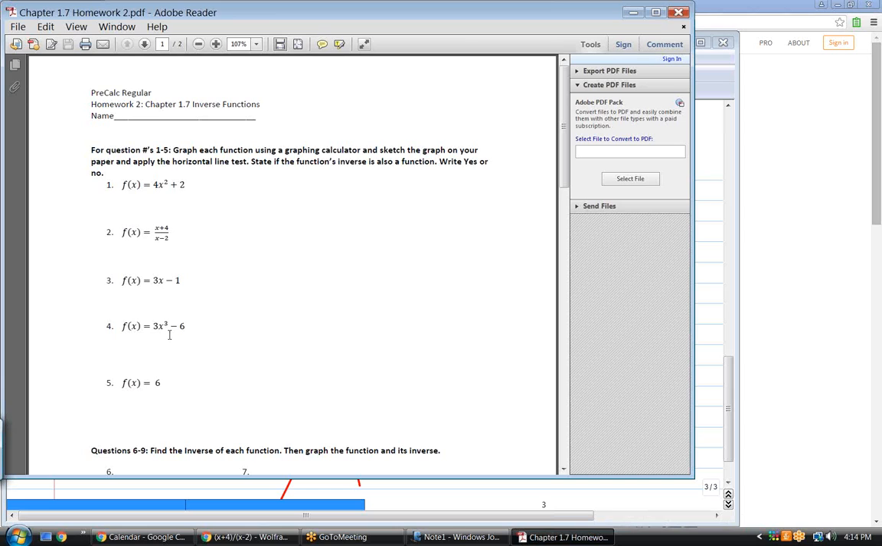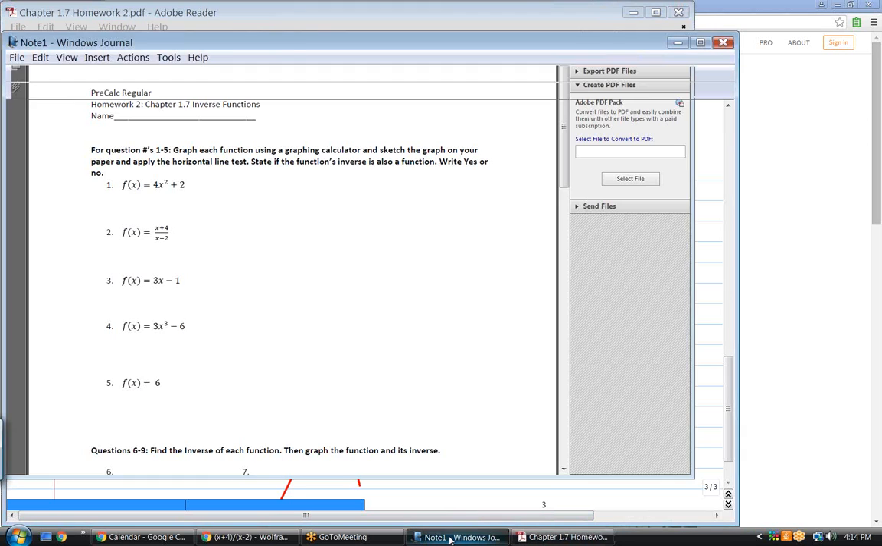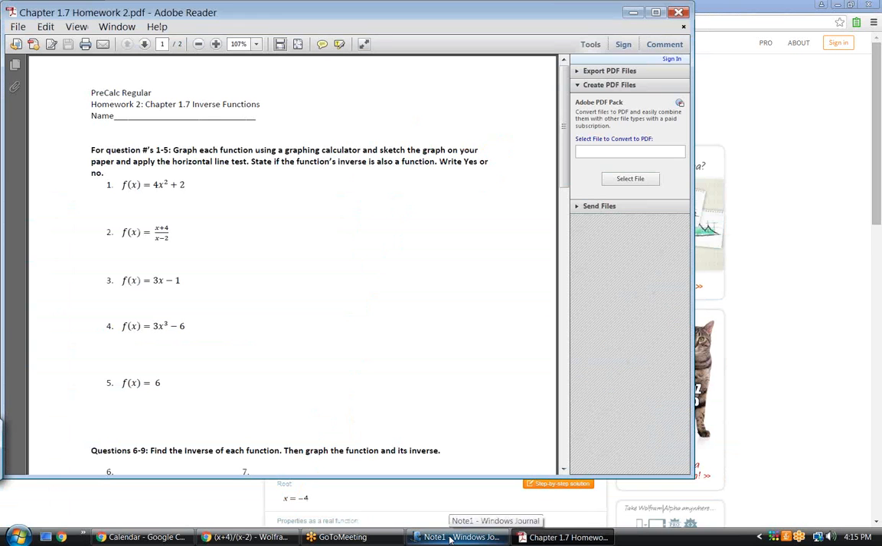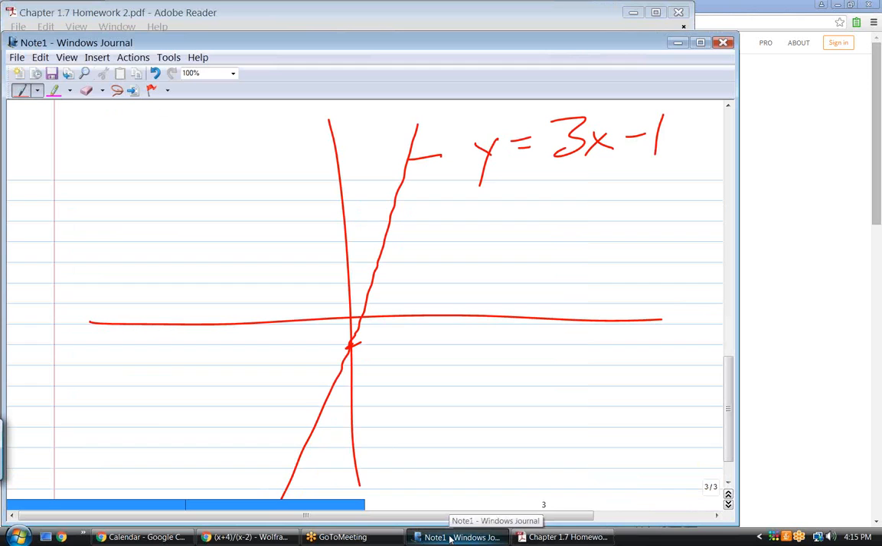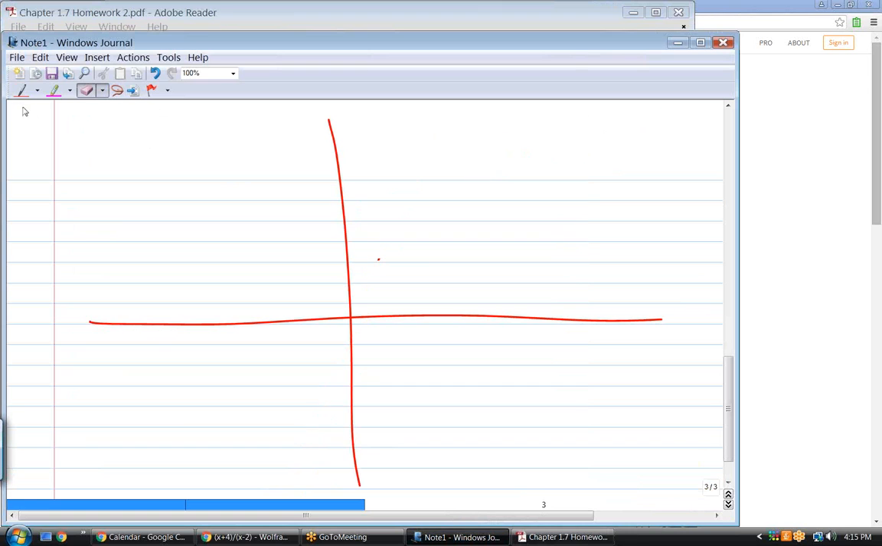This one here, 5, I don't understand exactly. Well, okay, let's talk about 5, and then we'll go back and look at 4. 5 is y equals 6. What does that look like? This is a straight line, vertical or horizontal? It's a horizontal line at y equals 6. Does that pass the vertical line test? Yes. Does it pass the horizontal? No.